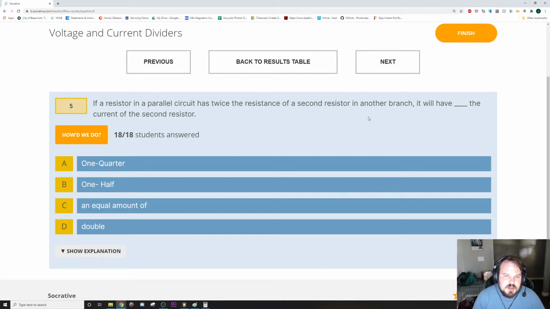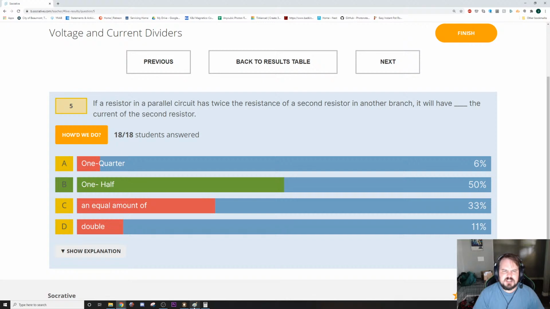If a resistor in a parallel circuit has twice the resistance of a second resistor in another branch, it will have, so it's parallel, it has twice the resistance as another branch. So it's going to have half the current. There's several ways to say this, but it having twice the resistance means half as much current can get through it. They both have the same amount of voltage.